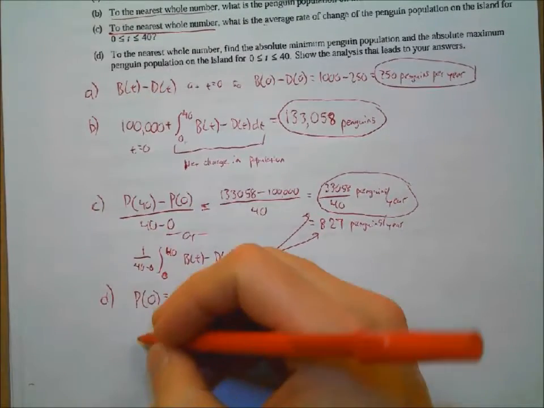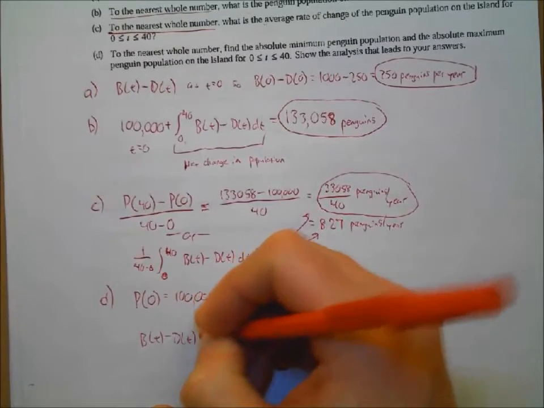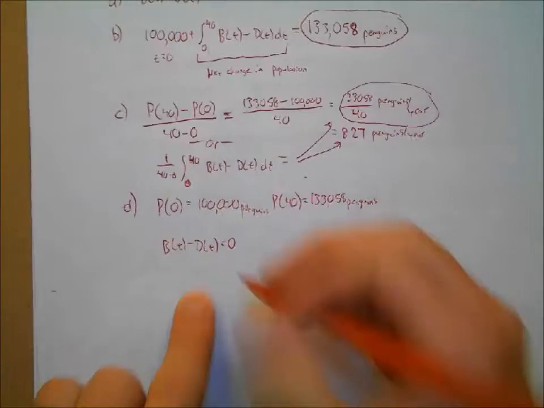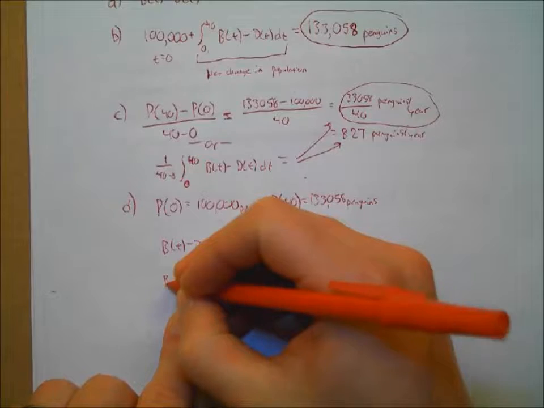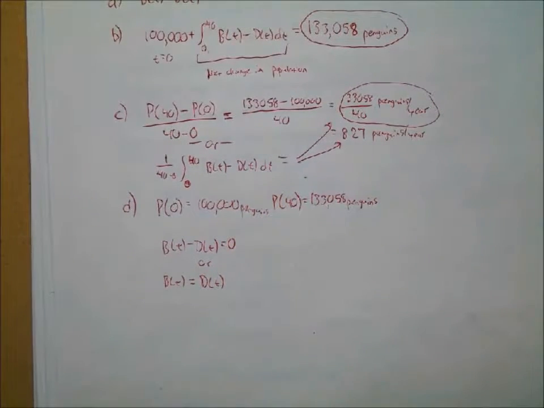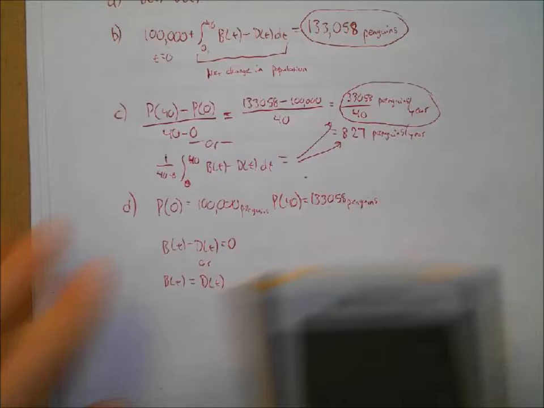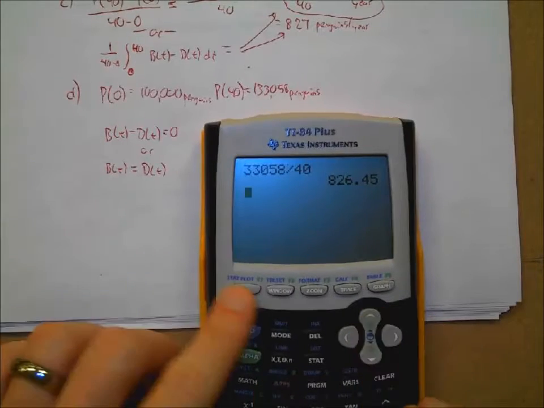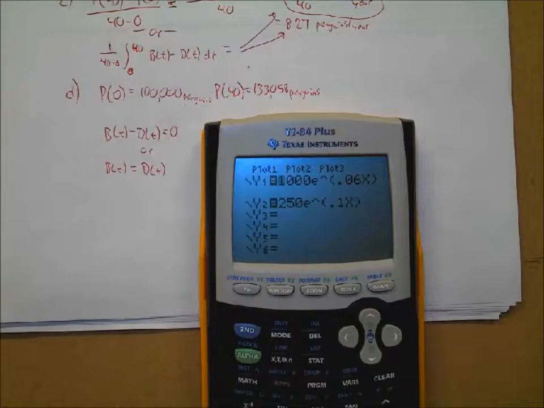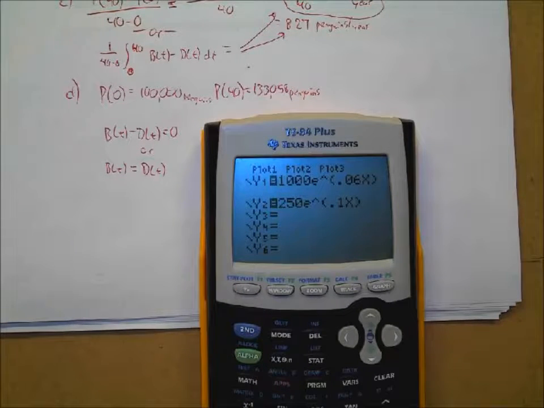Okay. So we want to say b of t minus d of t, and see when it equals 0. Or you can think, when does b of t equal d of t? Either one of those will get you the correct t values. So let's go ahead and figure that out here on our calculators. I'm going to go ahead and just graph these two functions simultaneously and see if I can find the points of intersection. I'll just try it that way this time.